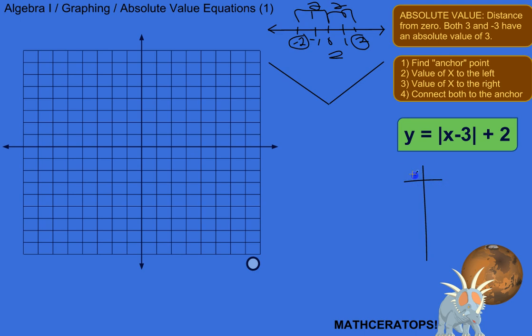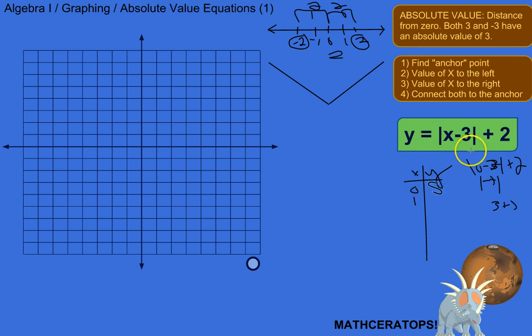So let's do it the way you would think, where you just plug in a couple of points. So we're going to plug in 0 first. I'm plugging in 0 for x. Let's see what I get for y. 0 minus 3 is -3. The absolute value of -3 is just 3. And then let's do the plus 2. So 3 plus 2 is 5. So if I plug in 0 into this equation, what I get is 5.